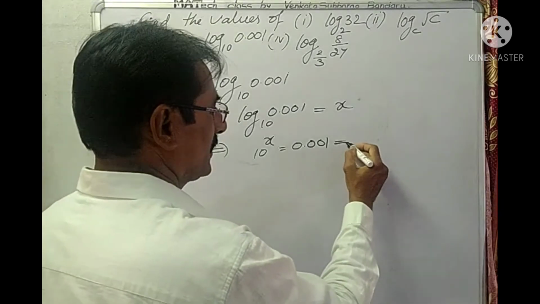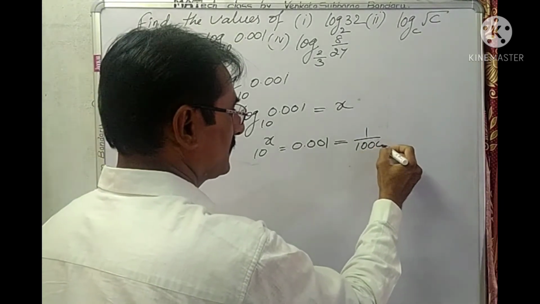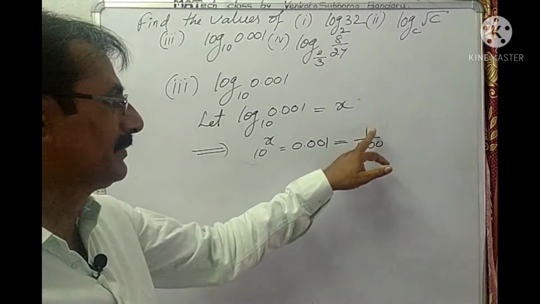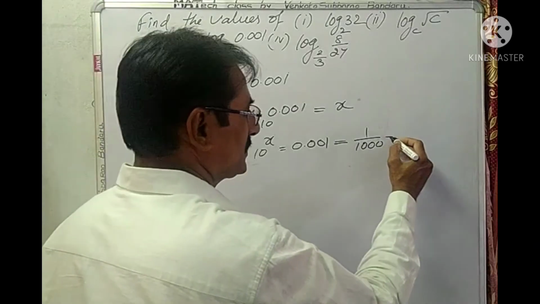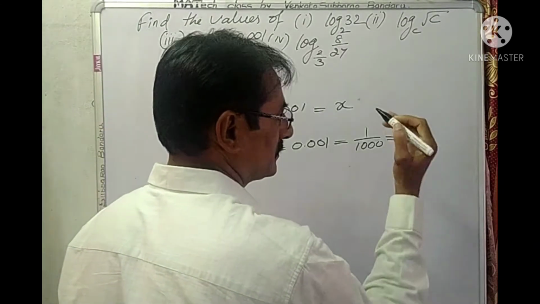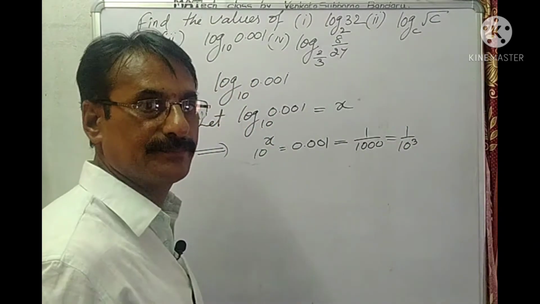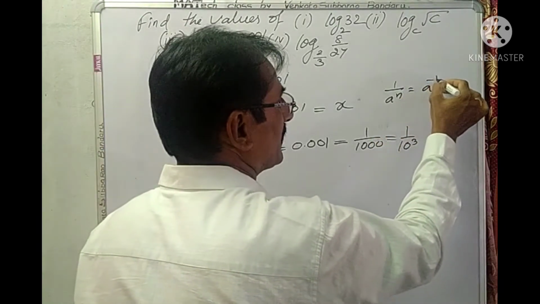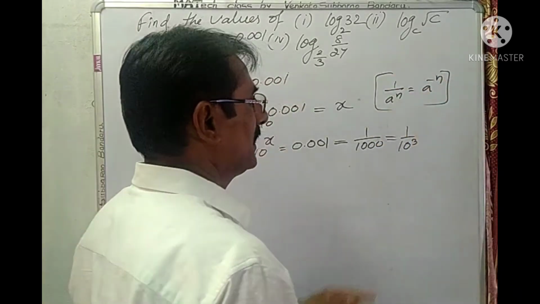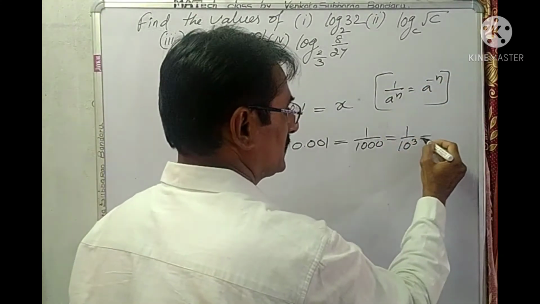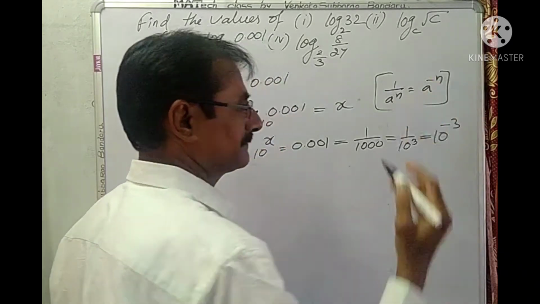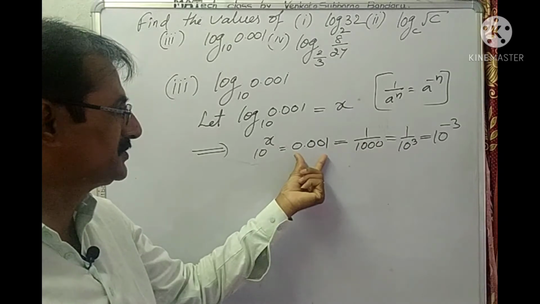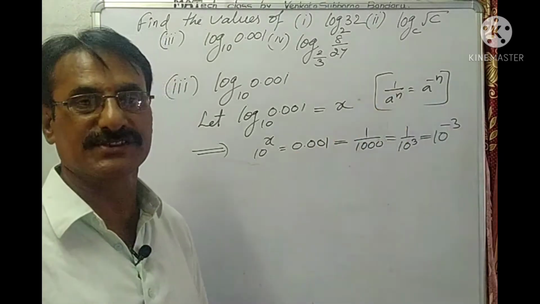0.001 can be written as 1 by 1000. 0.001 equal to 1 by 1000. 1 by 1000 can be written as 1 by 10 cube. One of the exponential laws, 1 by a to the power of n equal to a to the power of minus n. As per this, we can change this one as 10 to the power of minus 3. Finally, we got the value of 0.001 equal to 10 to the power of minus 3.